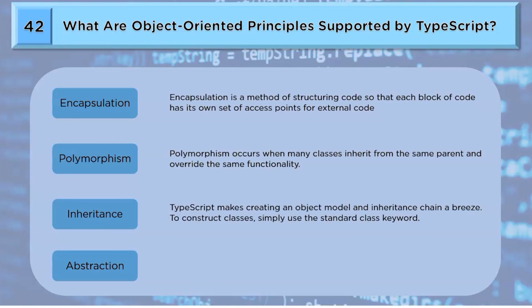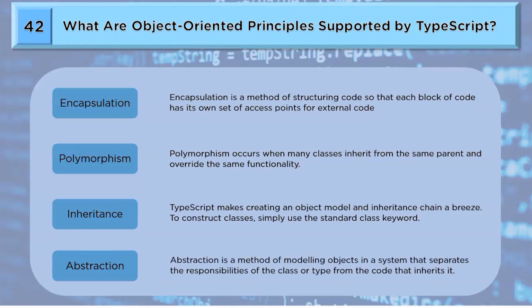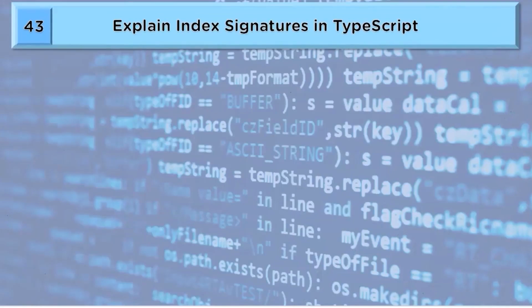Inheritance: TypeScript makes creating an object model and inheritance chain a breeze to construct classes. Simply use the standard class keyword. Abstraction is a method of modeling objects in a system that separates the responsibilities of the classes or types from the code that inherits it. Explain index signatures in TypeScript.